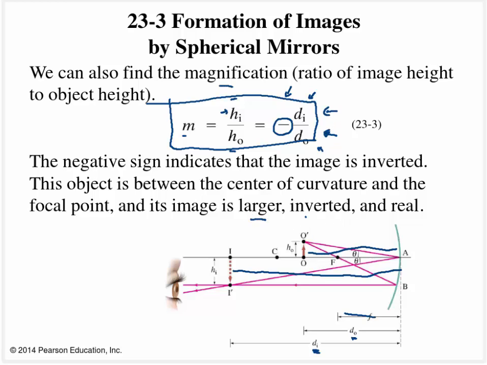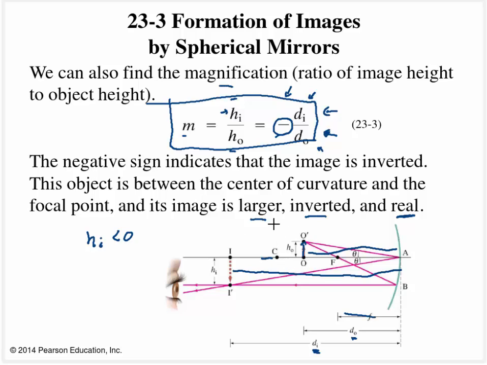Also, know from ray tracing that it's going to be inverted. It's going to be upside down. So we expect h_i to be less than 0. h_o is going to be positive. It's above this axis right here. And so to make all the math work out, we have a negative sign right there. Keep in mind that this image is also going to be real because the light actually does go through it.